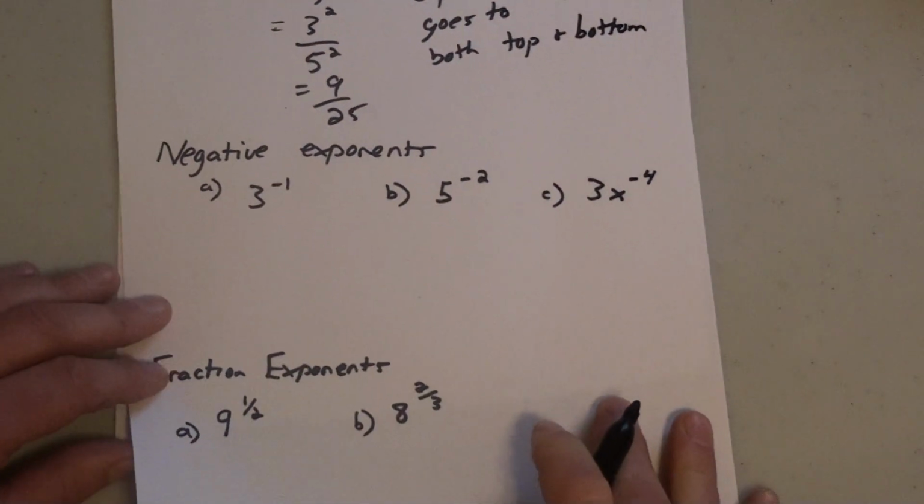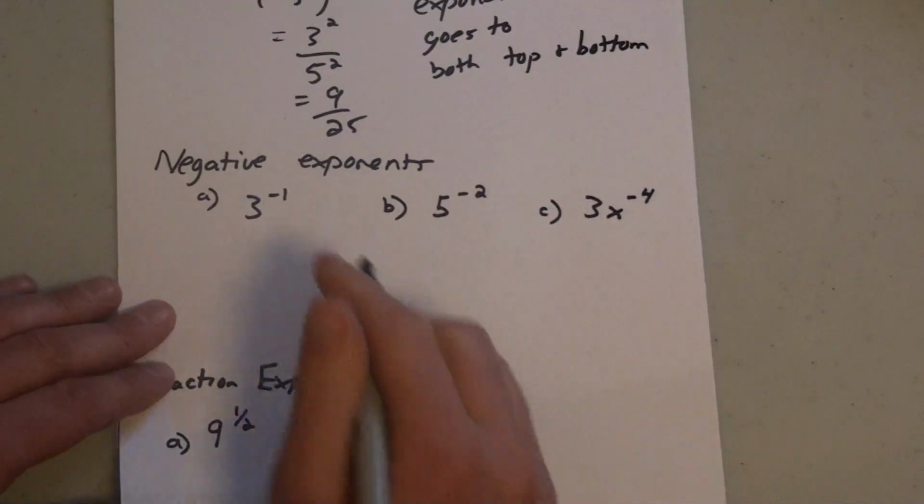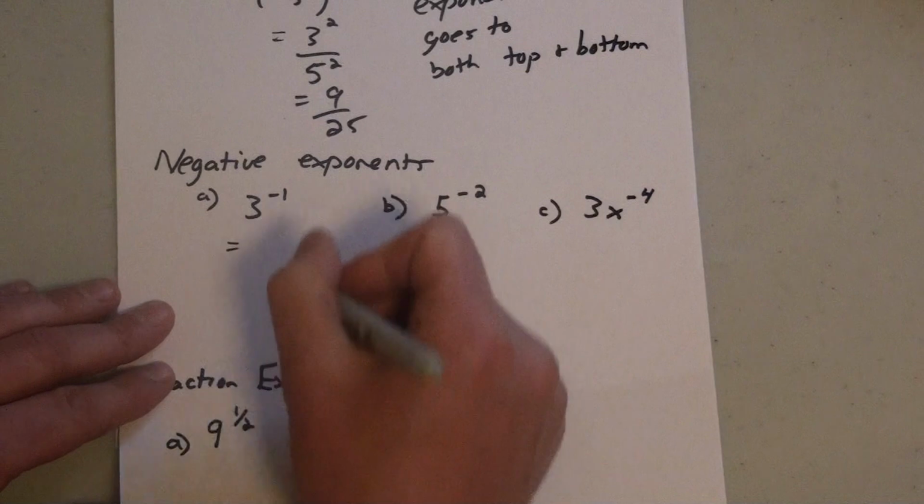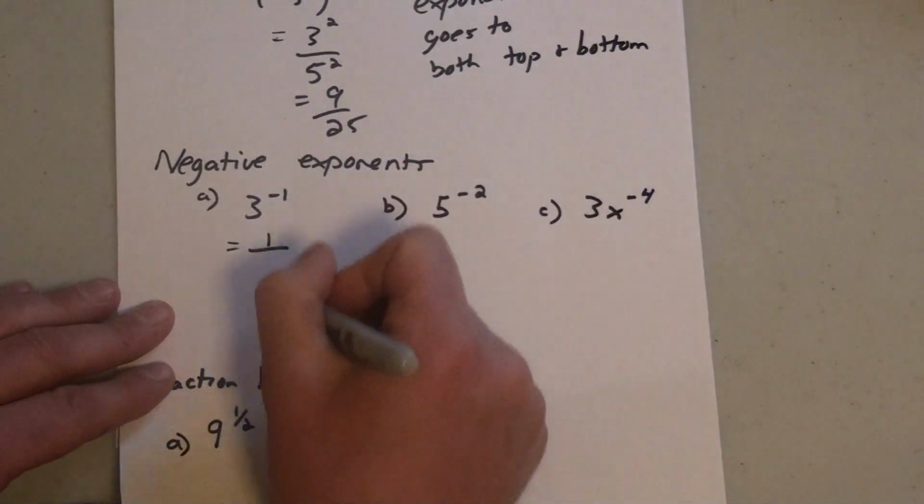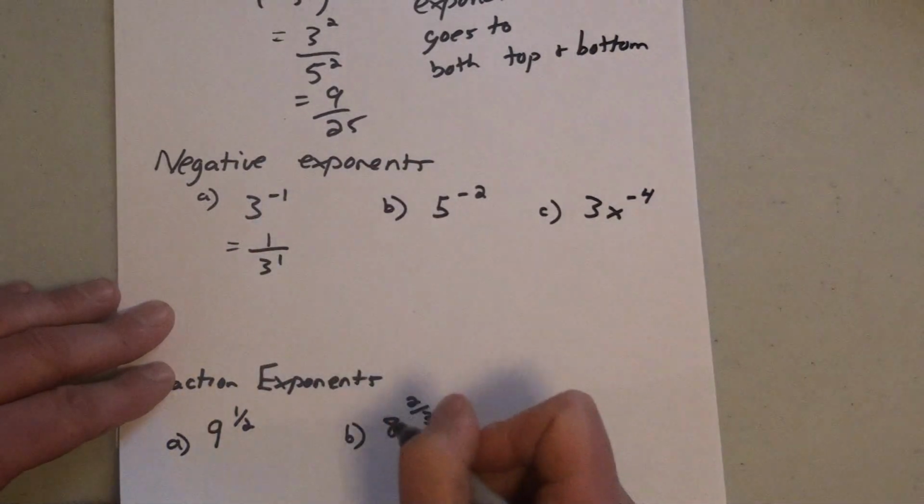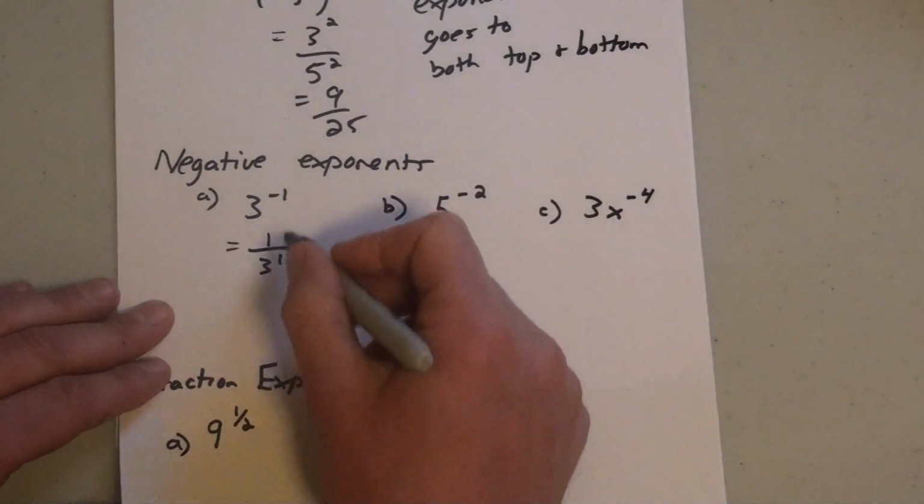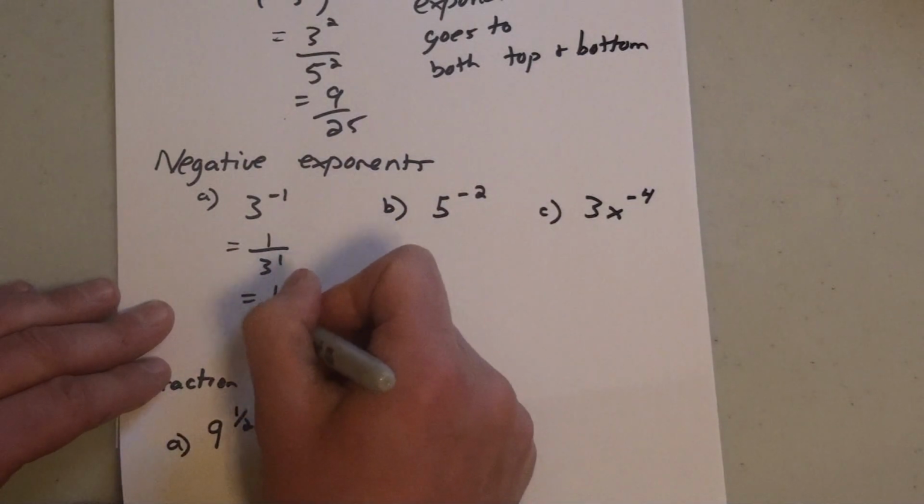Almost done. The next one is negative exponents. Negative exponents turn it into a fraction. So if I have 3 to the negative 1, it becomes 1 over 3 to the positive 1. You'd rather have the negative exponent turn to a positive exponent. You do that by turning it 1 over, which just becomes 1 over 3.